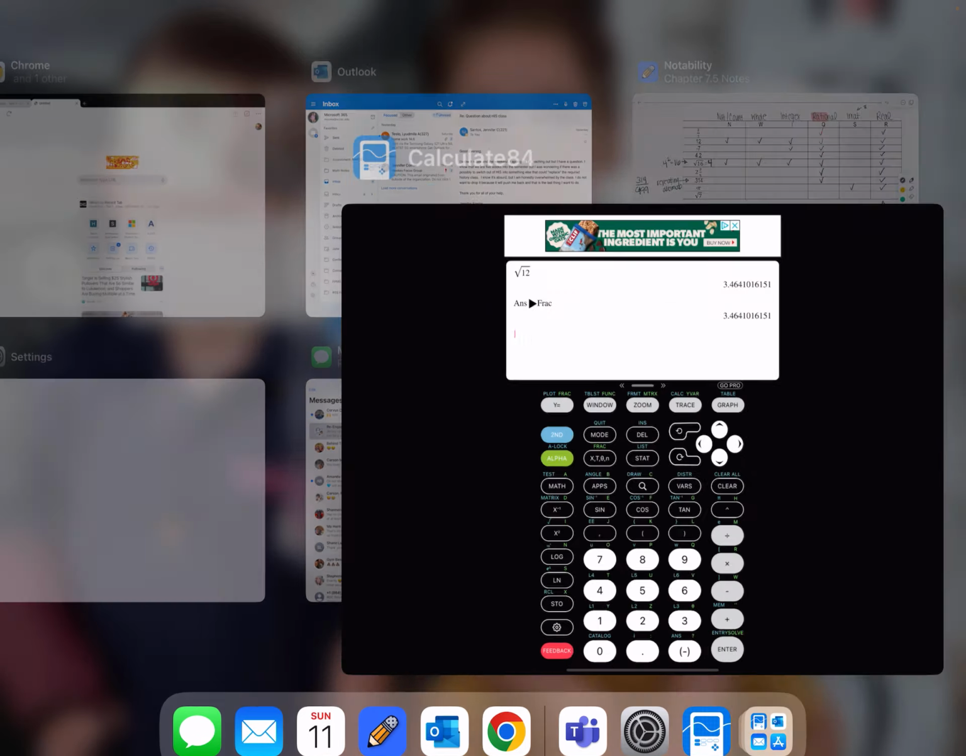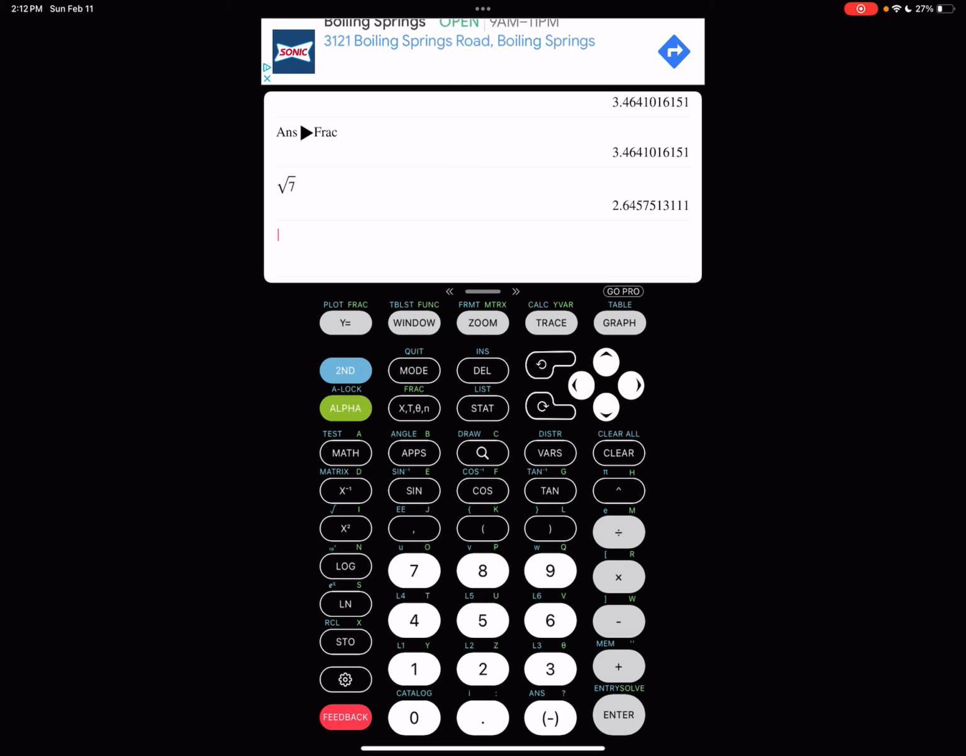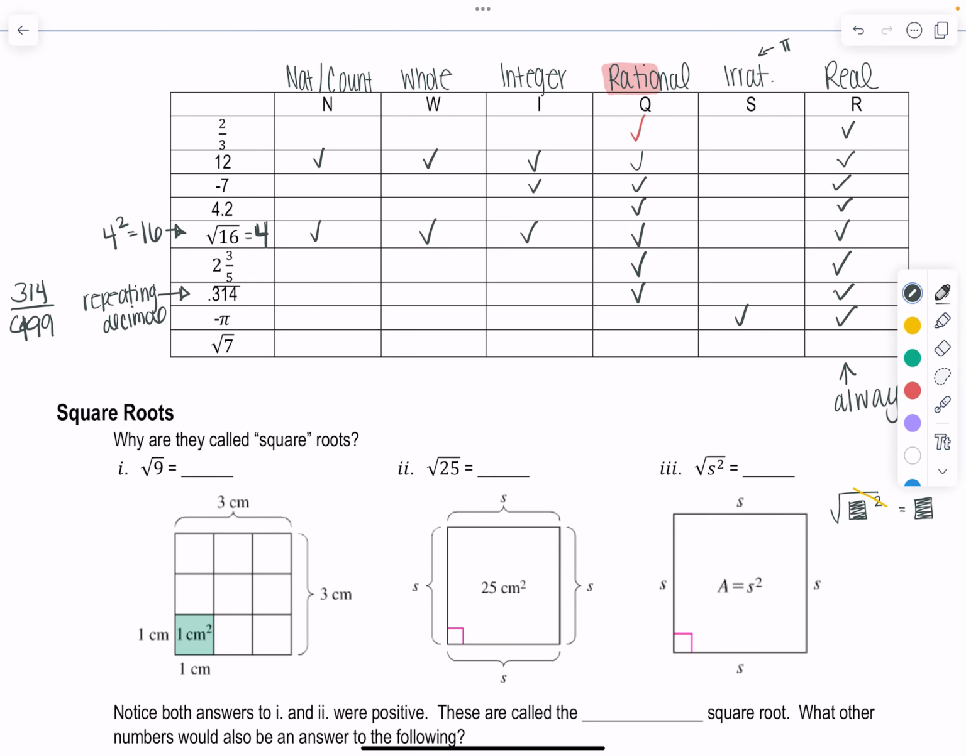Let me switch back over to my calculator. Square root of 7 gives me that crazy decimal. It looks like it could start to repeat there with all those ones. So if I wanted to check it, I would say math, enter. Nope, it keeps giving me back the same decimal. So I know that that is irrational and always real.